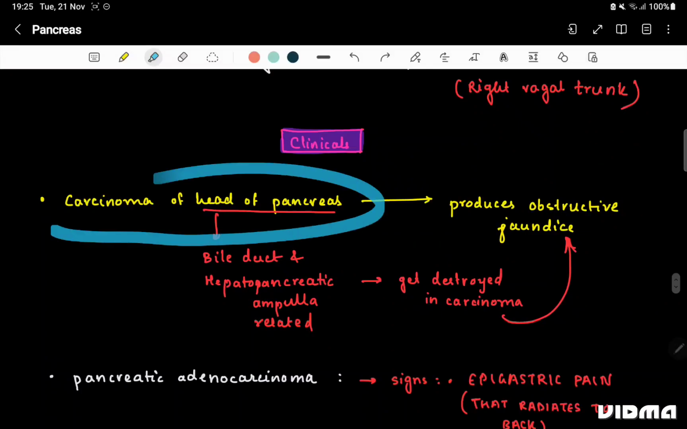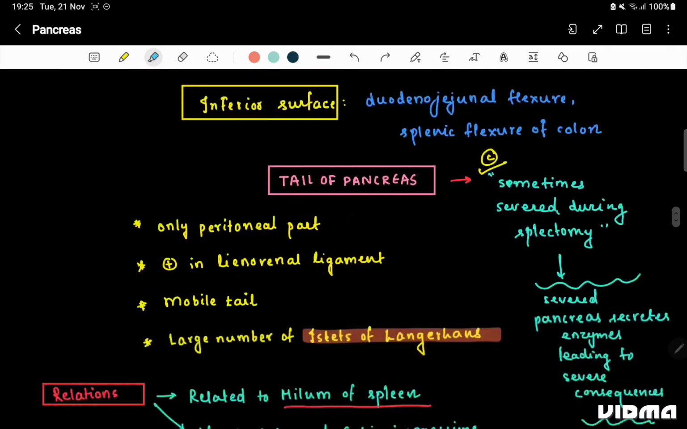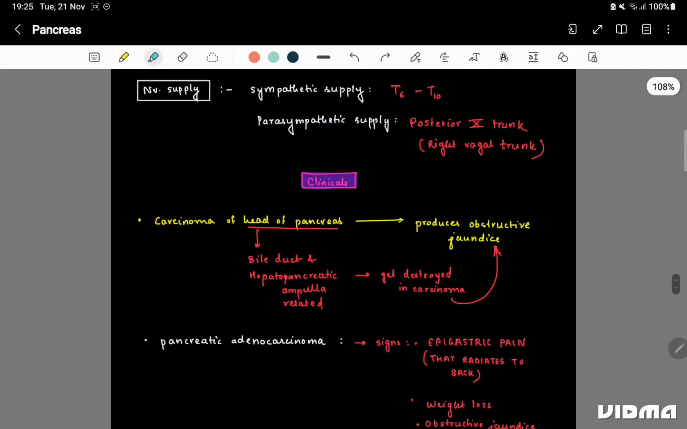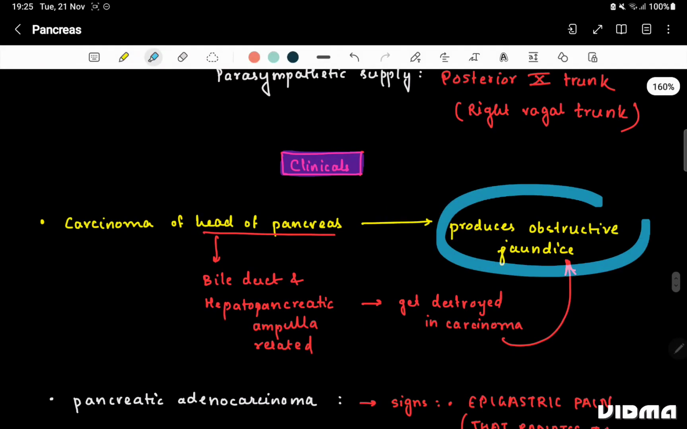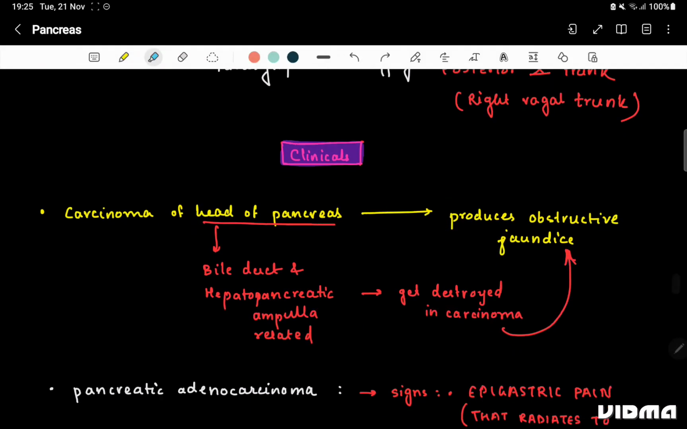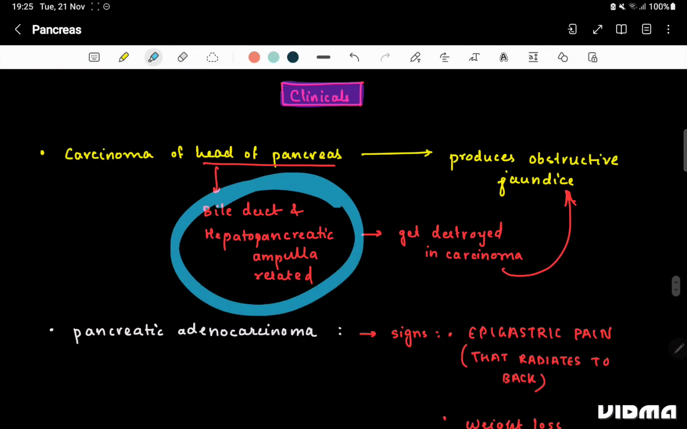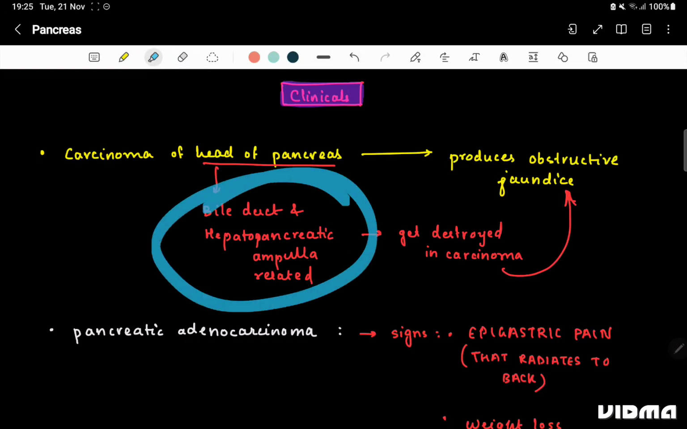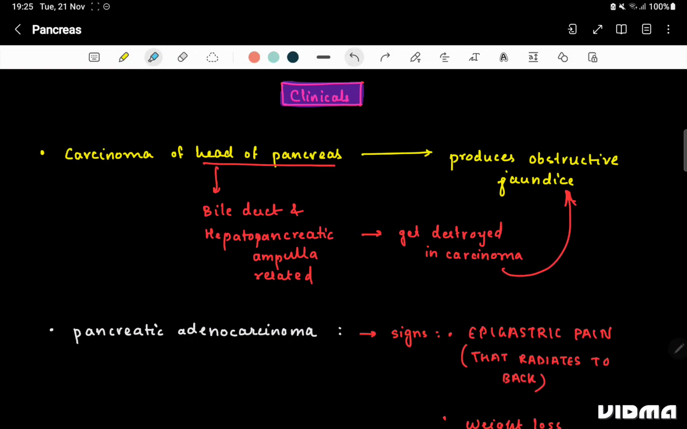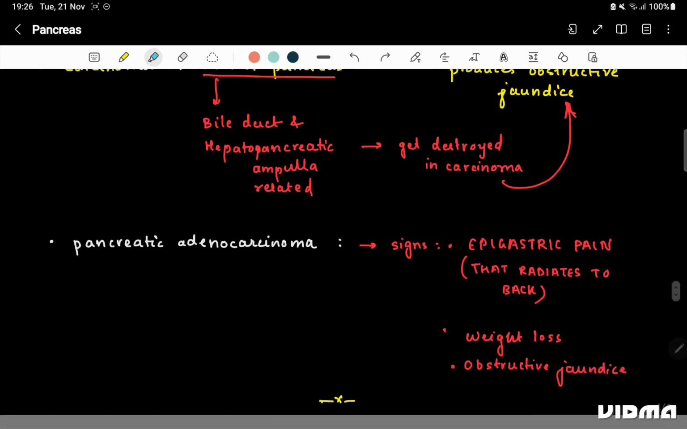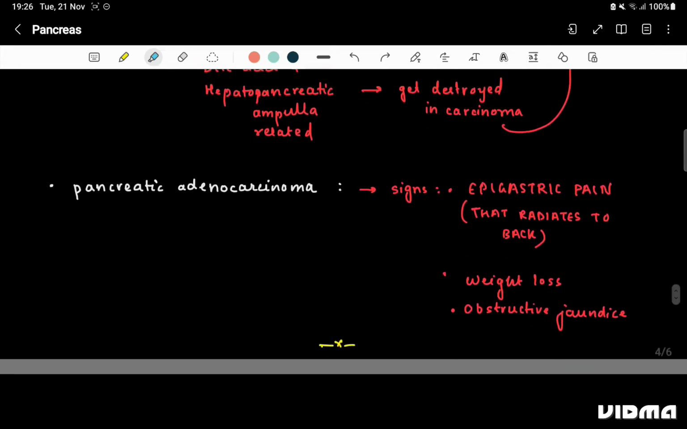Talking about the clinicals, the carcinoma of the head of the pancreas. If there is carcinoma of the head of the pancreas, it will produce obstructive jaundice. Why? Because the bile duct and hepatopancreatic ampulla are also related to the head of the pancreas. So the bile duct will get damaged, get destroyed in the carcinoma, and produce obstructive jaundice due to the cholestasis that will be formed.